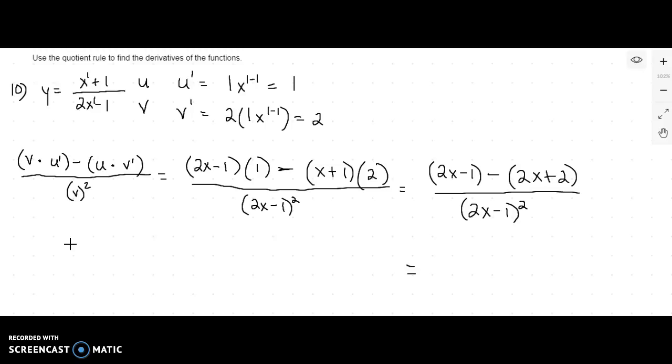Okay. Let's simplify this. Once we simplify this, we will have the derivative of y. So we have 2x minus 2x. Those essentially cancel, because 2x minus 2x is going to be 0. And we have negative 1 minus 2. Negative 1 minus 2 is negative 3. So negative 3 over (2x minus 1) squared. And that will be our derivative of the function y.